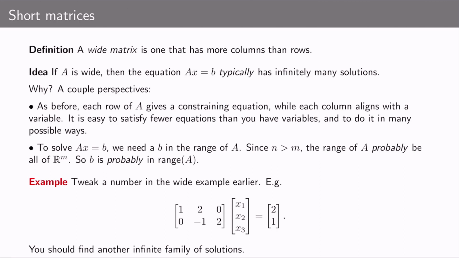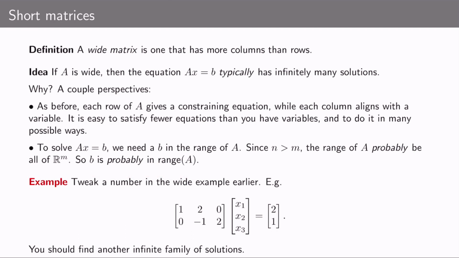Now for the second perspective. So to solve AX equals B, we need B to be in the range of A. Now, since n is greater than m, the range of A is probably all of Rm, because we're taking n vectors, the columns of A, and we're taking all possible linear combinations of them to try to fill up an m-dimensional space. Now, m is smaller than n, and so we have a pretty good chance of doing that, as long as there's not too much degeneracy or dependency among the columns of A. So B is probably in the range of A.